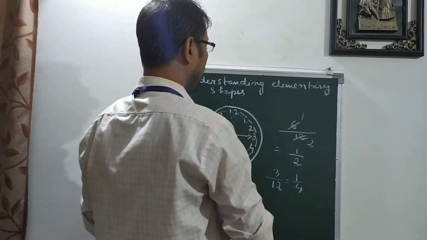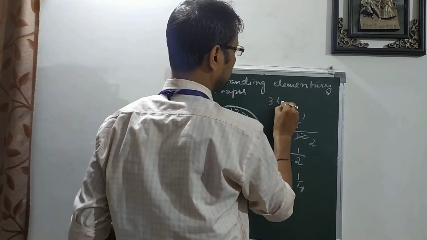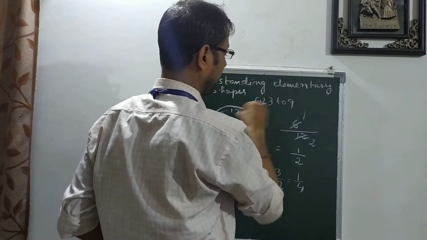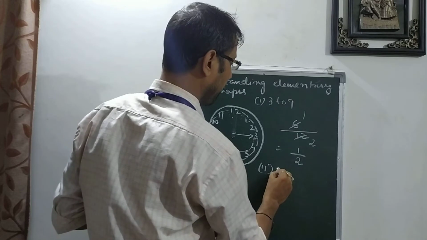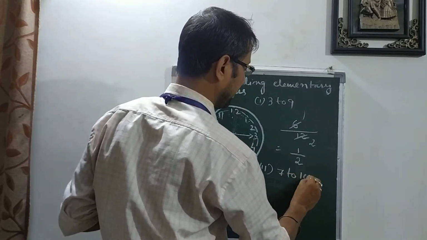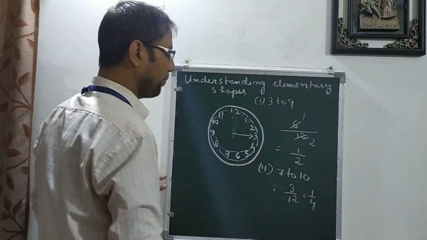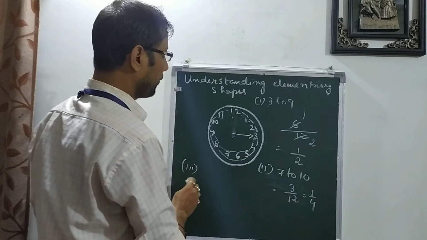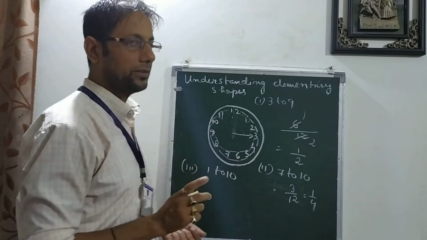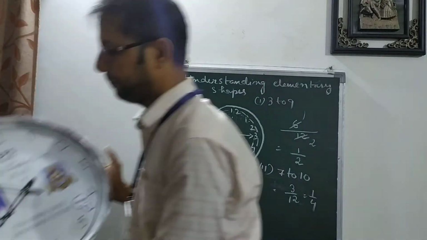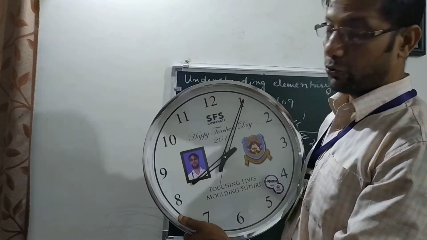The first question I did was from 3 to 9, and this is the answer. The next question, number 2, I did from 7 to 10, that means 3 by 12, which is 1 by 4. Next, number 3, I did from 1 to 10. How many parts? Just now I showed you, students. Once again I am showing you over here.